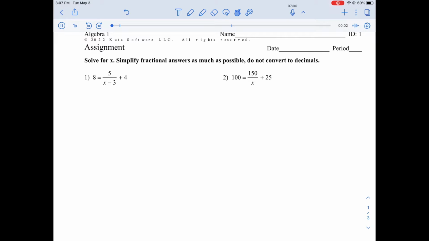All right, so I'm going to go over a few of these solving equations examples for inverse variation, which we see when we have fractions with variables in them. There's no square roots on this video.